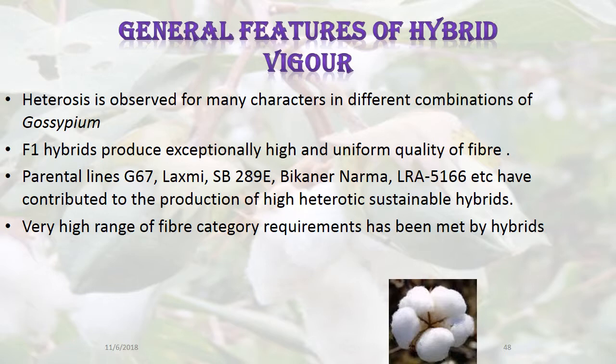General features of hybrid vigor. Heterosis is observed for many characters in different combinations of Gossypium. F1 hybrids produce exceptionally high and uniform quality of fiber. Parental lines G67, Laxmi, SB289E, Bikaneri Narma, LRA 5166, etc. have contributed to the production of highly heterotic sustainable hybrids. A very wide range of fiber quality requirements has been met by hybrids.